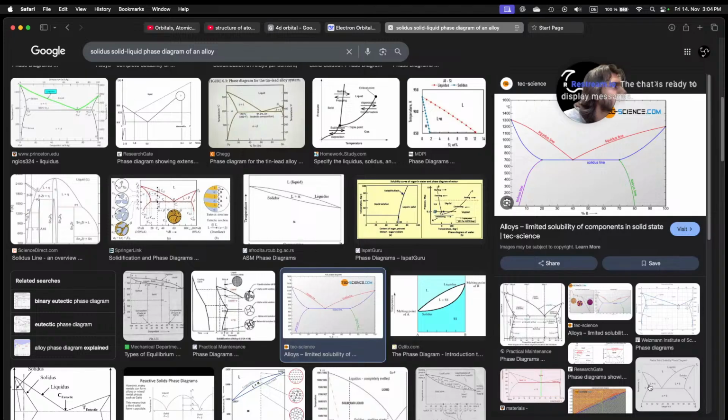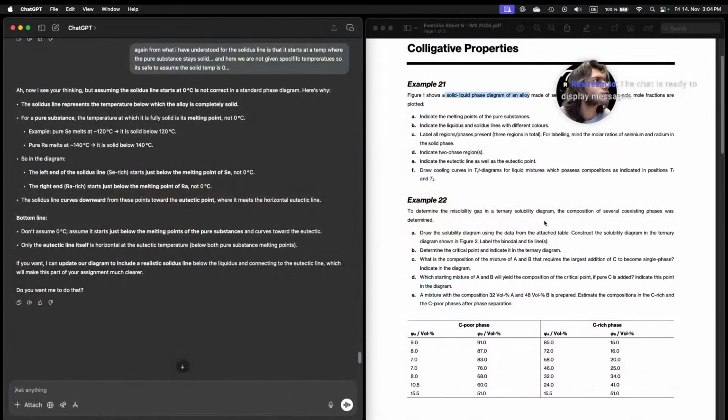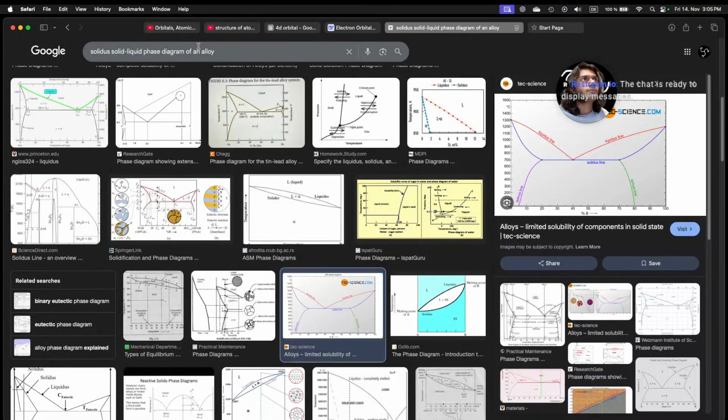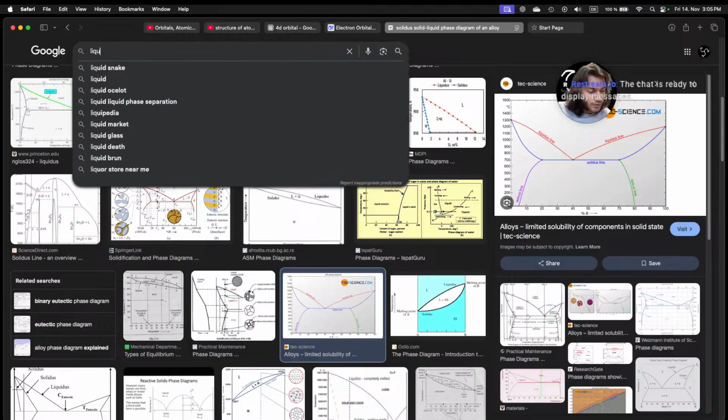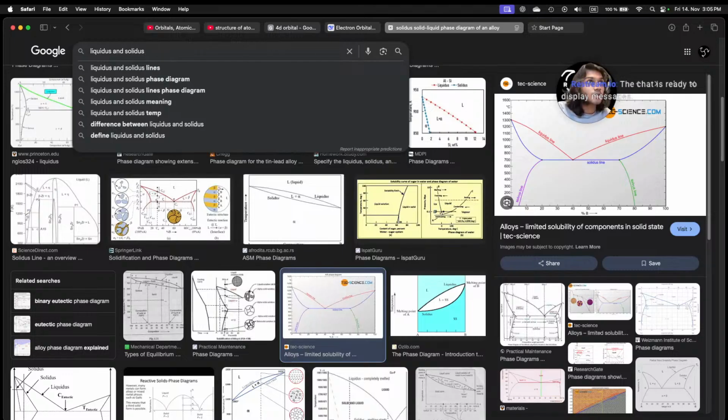Oh, these guys meet at a point in the eutectic line, but before it reaches the eutectic point. Oh, what is the question? Indicate the liquidus and solidus lines with different colors. How do I do that? Liquidus and solidus lines.